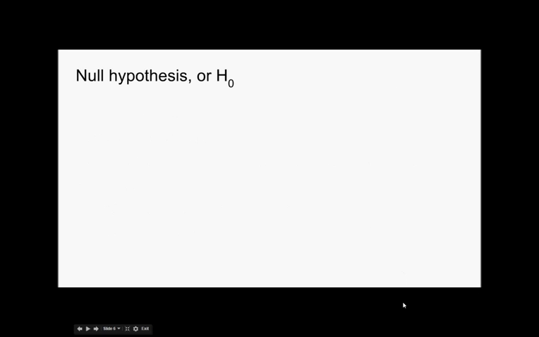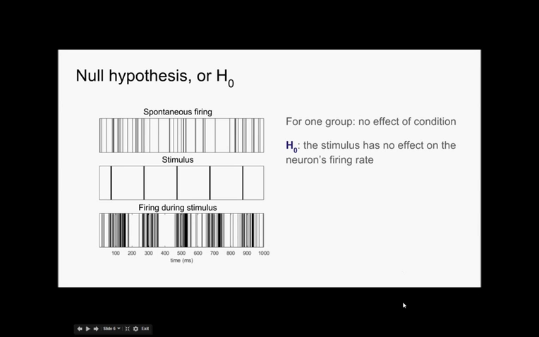So most of you probably have an idea of what this is, but I'm just going to give you an example with something that you might be familiar with, let's say the firing rate of a neuron. So typically people think of a null hypothesis as a hypothesis of no effect of condition. So that would be true if you just have one group. Here it's just one neuron. And the null hypothesis here is that the stimulus has no effect on the neuron's firing rate.